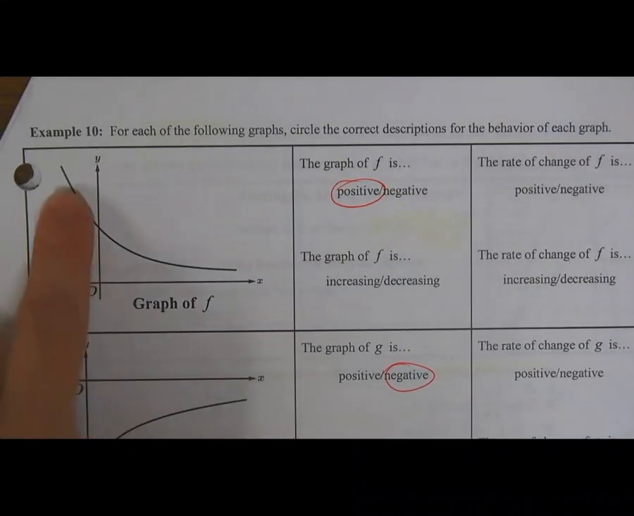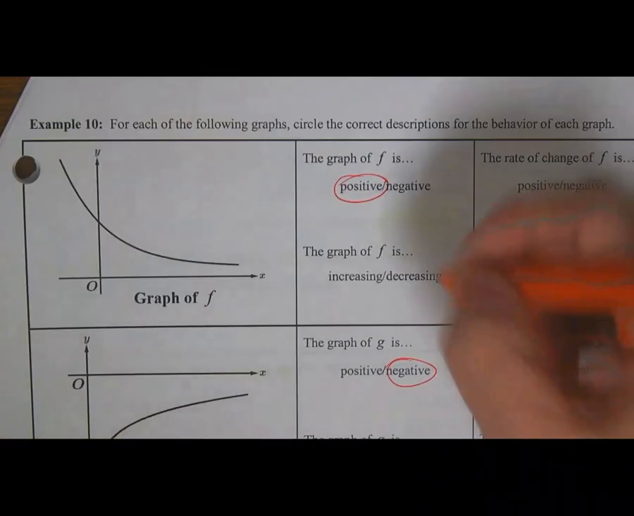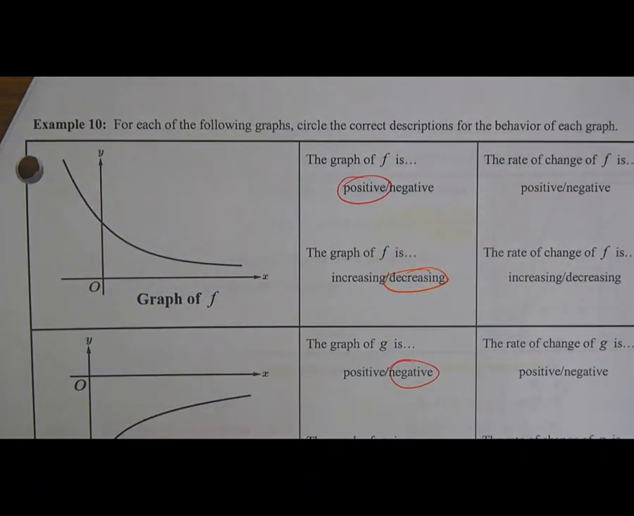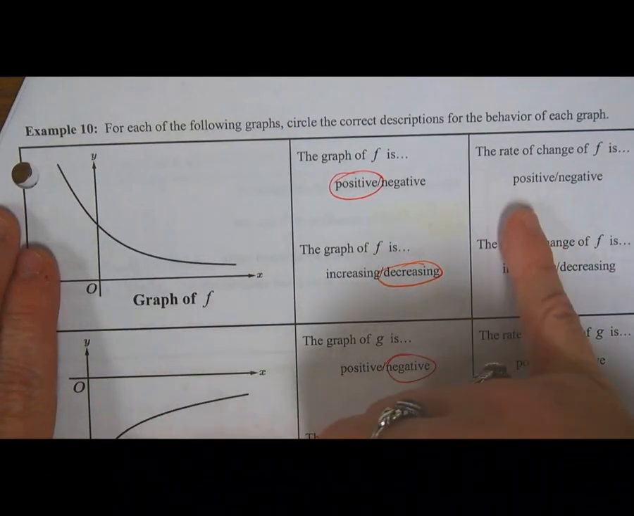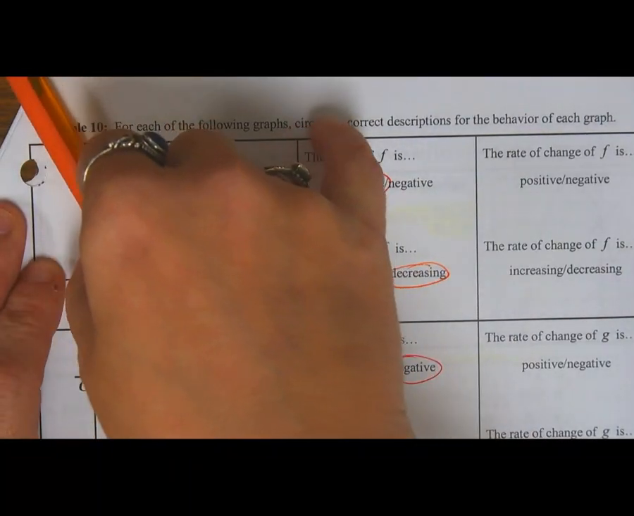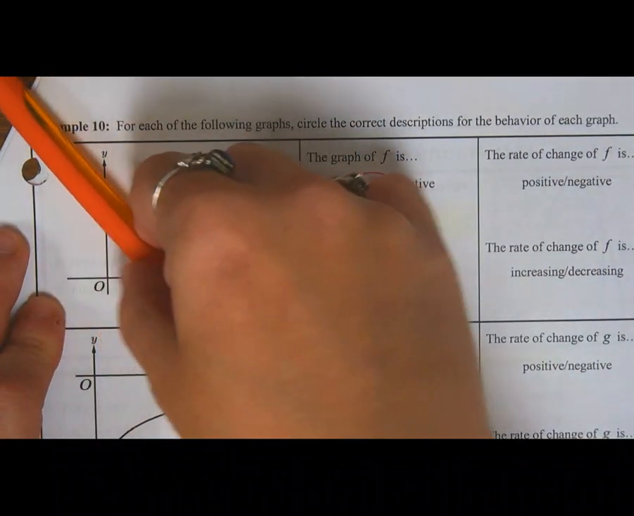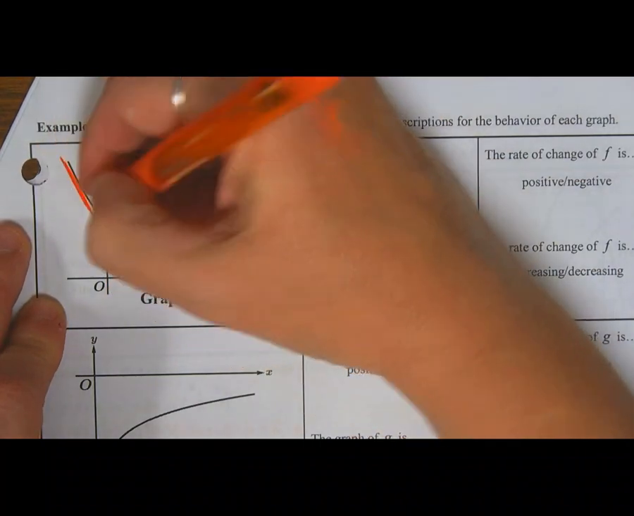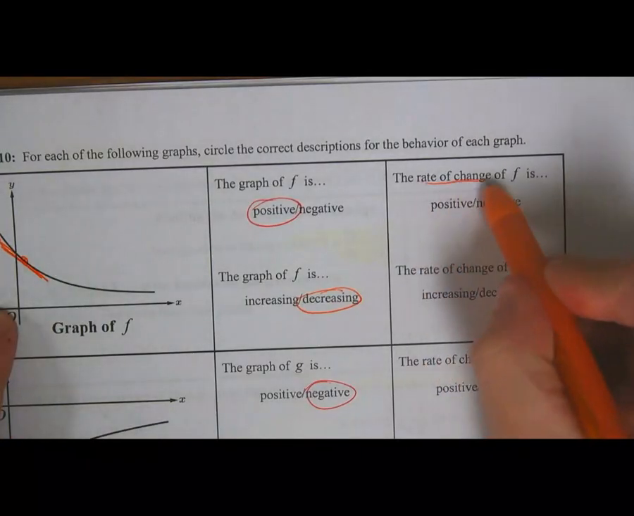Up here, graph of F. Is the graph increasing or decreasing? It's decreasing. It's going from way up high and then it's scooping down. So the graph is decreasing. What about the rate of change of F? The rate of change, the slope. Is it positive or negative? At any point, the tangent line is going to have a negative slope, right? So the slope of the graph is negative.